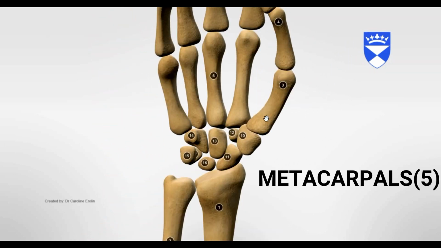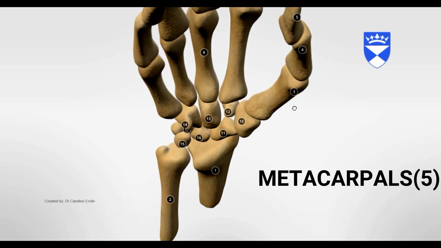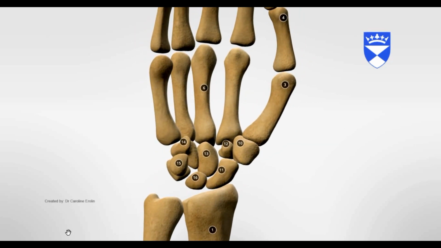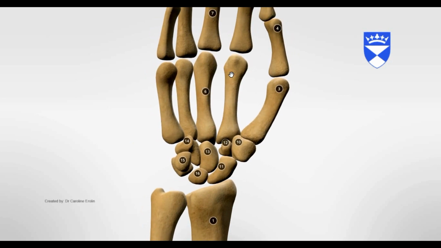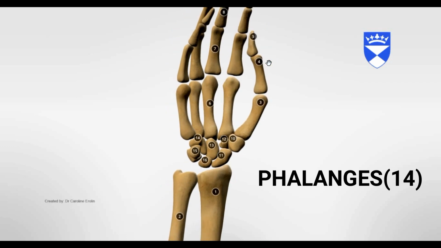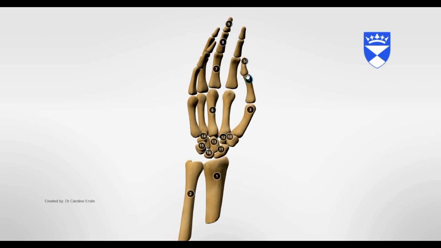Now there are the metacarpals, which are 5 in number and are the palm bones. 1, 2, 3, 4, 5. Metacarpals, 5 metacarpals. And we have phalanges. We have 14 phalanges in number. You can count them on your hand also.